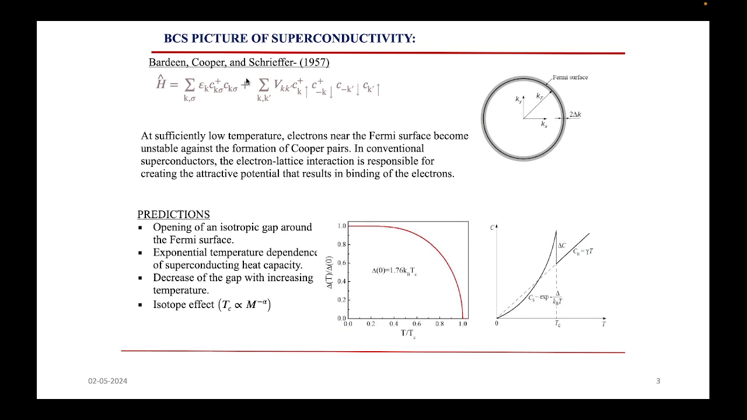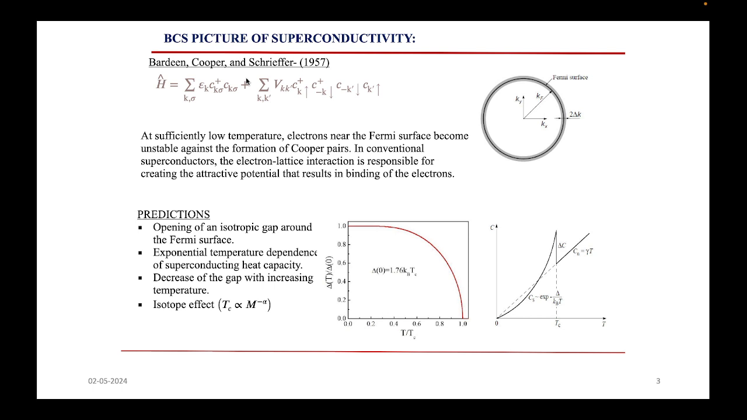The microscopic explanation of this phenomenon was given by Bardeen, Cooper and Schrieffer. This is called the BCS theory of superconductivity. This is the Hamiltonian of this theory, which is a very complicated one. The basic idea of the theory is that at sufficiently low temperature, electrons near the Fermi surface become unstable against the formation of Cooper pairs, and in a conventional superconductor the electron-lattice interaction is responsible for creating an attractive potential that results in binding of the electrons.